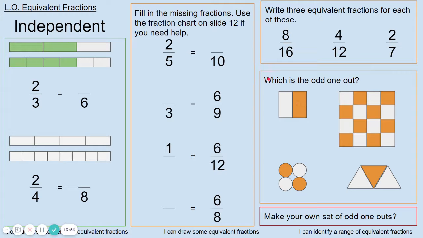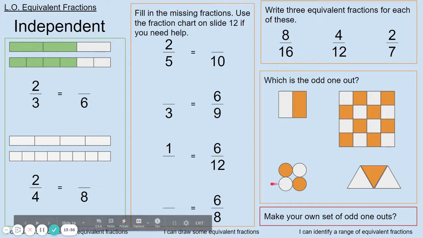Then finally, well, not quite finally, which is the odd one out? So here's some different representations. Which one's the odd one out? That's more just sort of modeling it, because the red challenge is you can make your own sets of odd one outs. So you could make one or you make more of fractions. So try and work out which is the odd one out there, and then you might be able to make up some of your own sets for an extension.